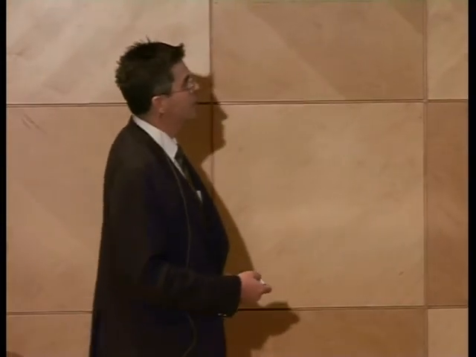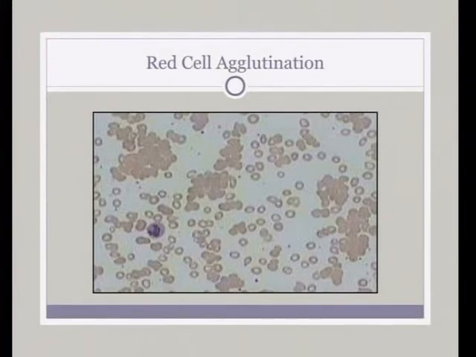Just to show you what it looks like, these are red cells on the blood film that are stuck together, agglutinated because of autoantibodies, usually cold antibodies, IgM.